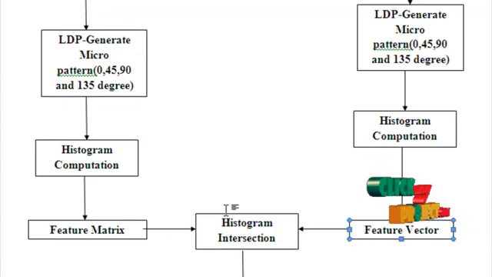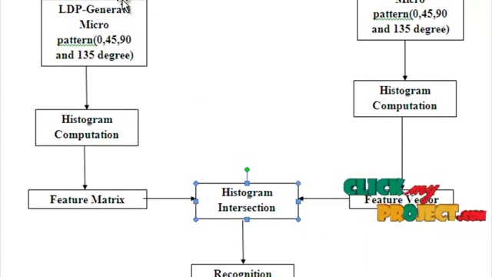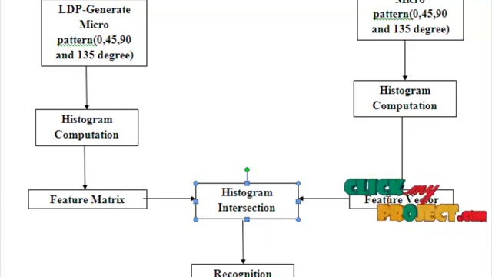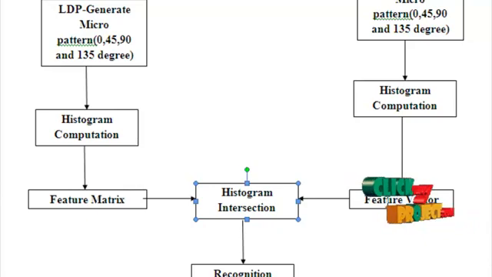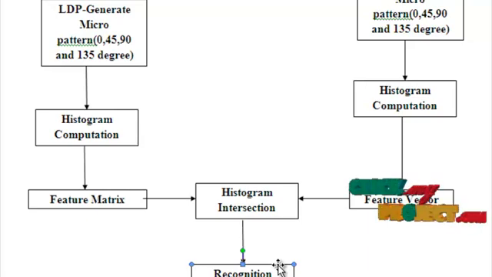Now the histogram intersection block has two inputs. One is coming from the training side, that means the feature matrix. Another one is coming from the testing side. It is the feature vector generated for the currently selected image by the user. Now this histogram intersection will do the histogram matching mechanism. After doing that, it will predict the recognized image from the database. Now that recognition result is displayed to the user here.